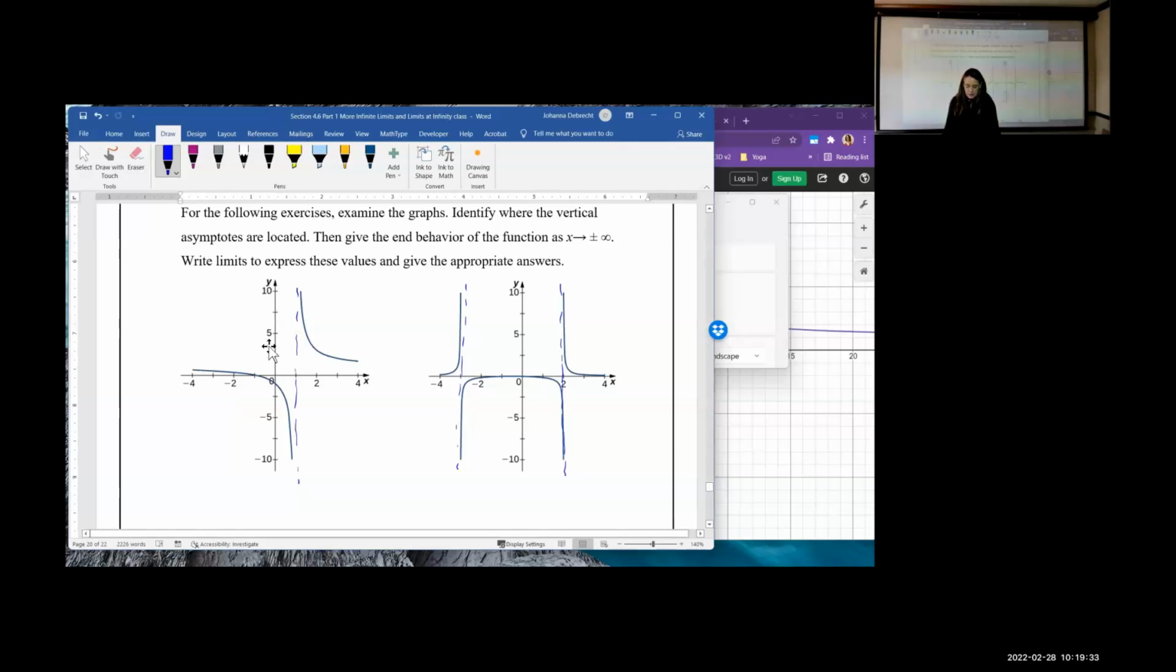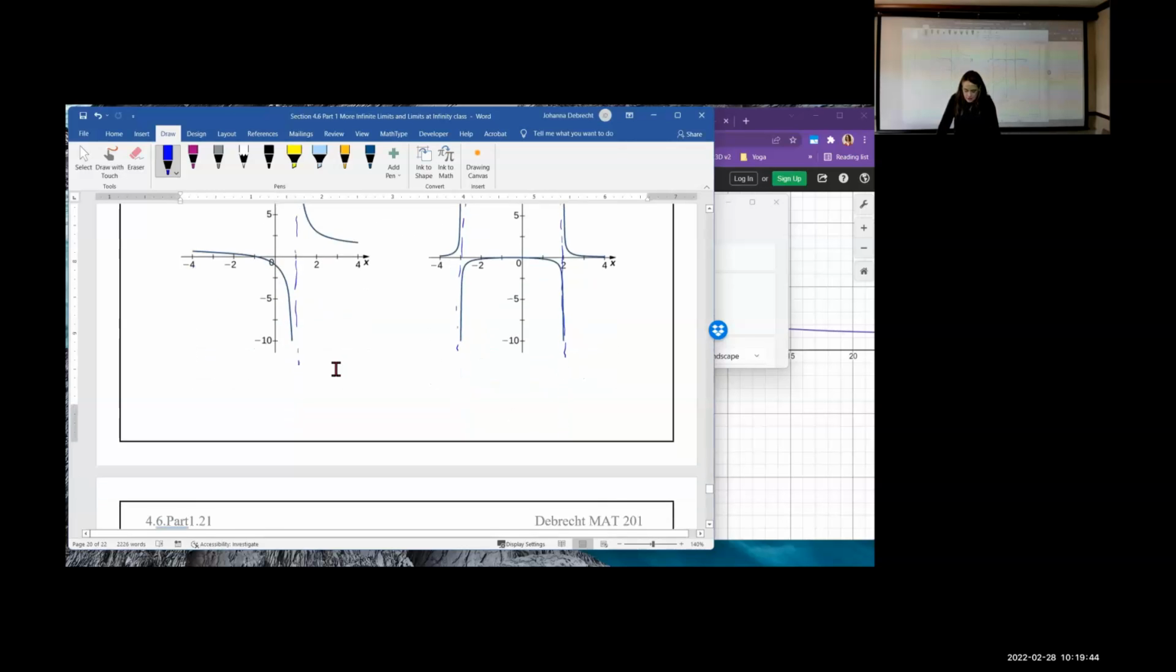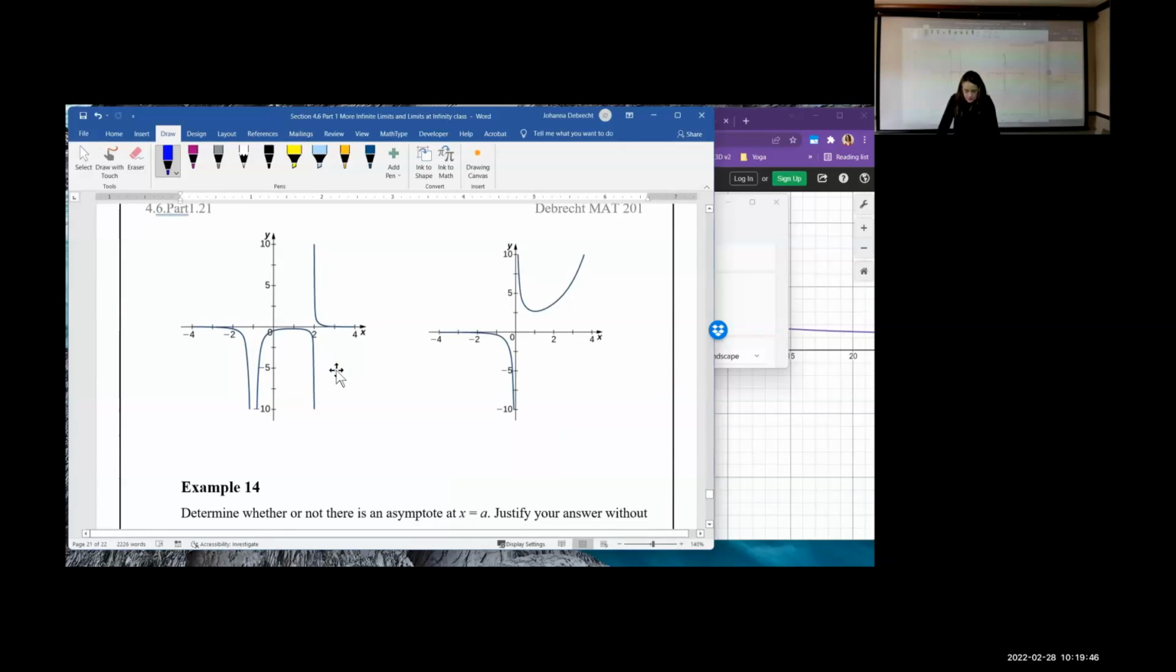That's basically what a vertical asymptote is doing. The vertical asymptote represents thou shalt not divide by 0. So you're not allowed to cross it, okay? You can't go over it, you can't go under it. What about this graph here on the left? Where do you think we have a vertical asymptote?